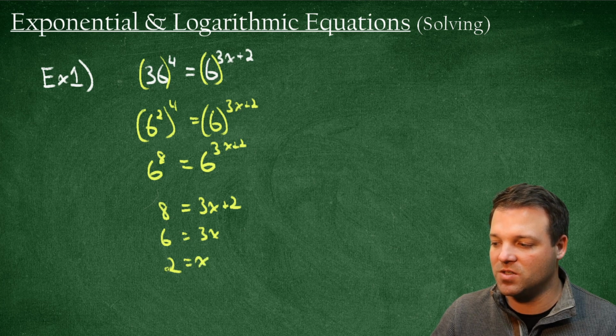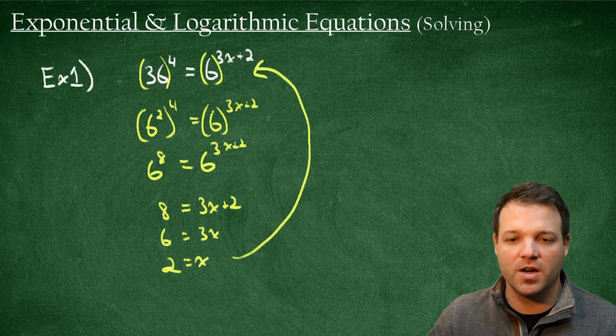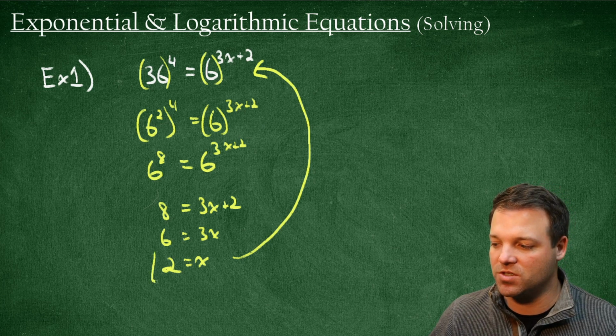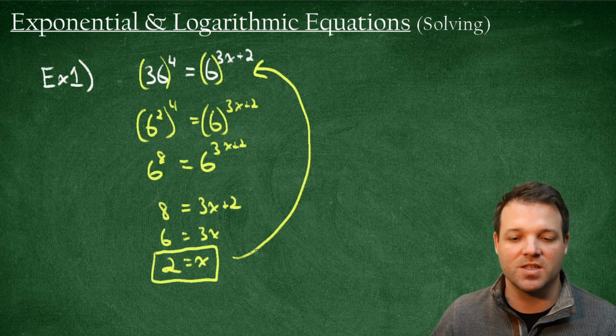All right, now let's just go ahead and go back and double check here at our original. Are there any restrictions that need to be placed? Well, no, not in this case because we're talking about exponentials, so there are no restrictions. So x is equal to 2.